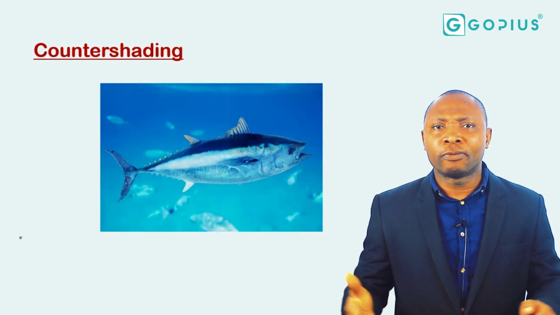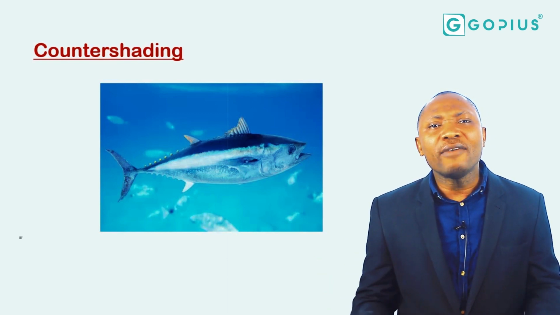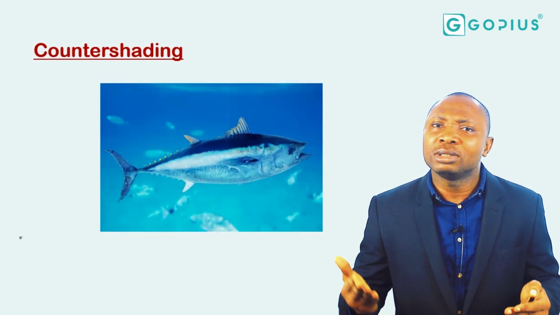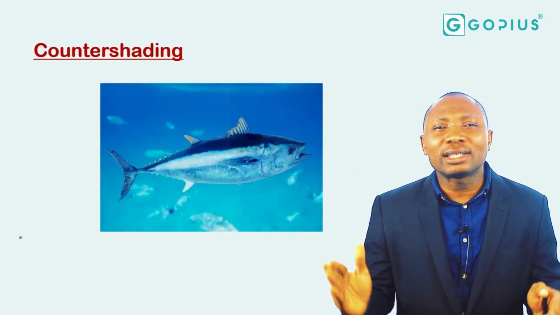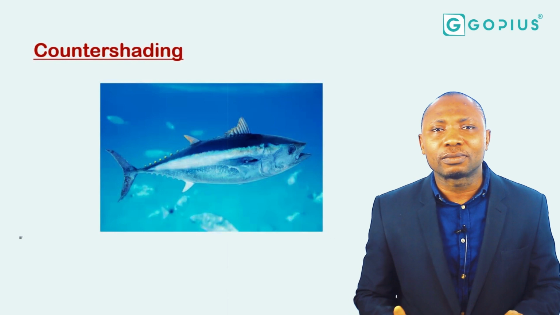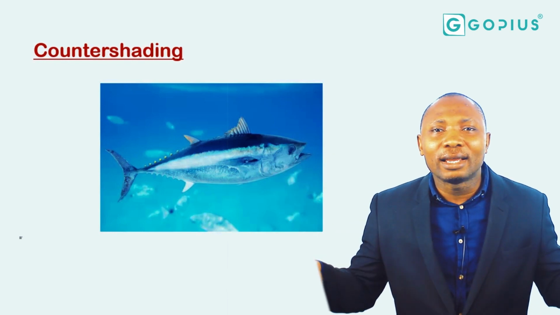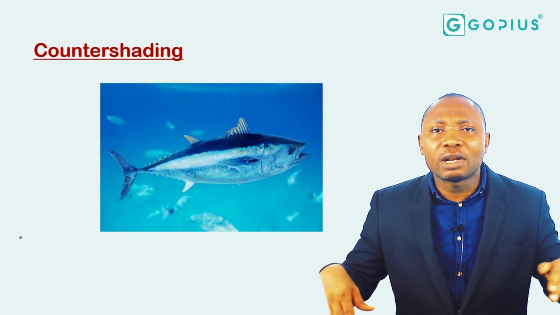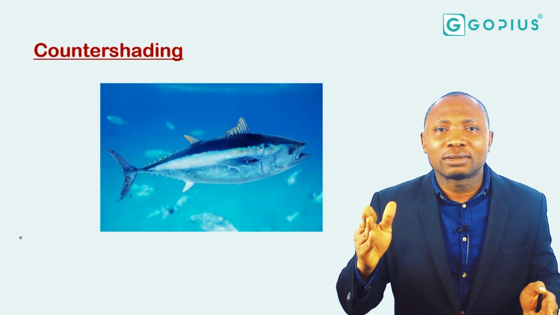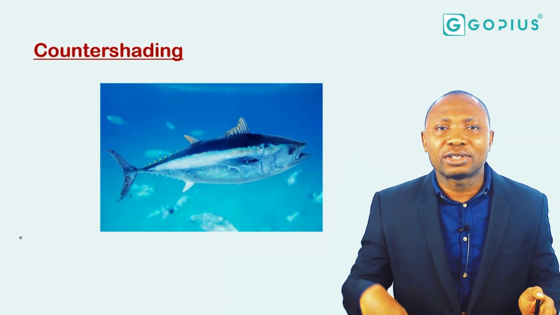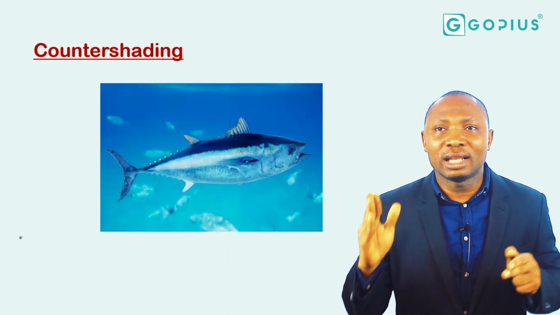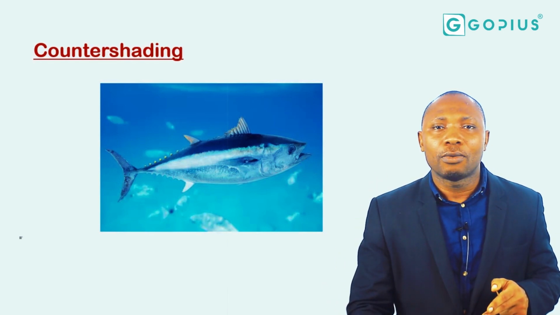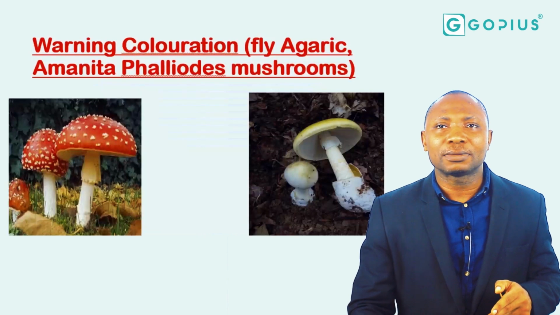Now look at it from below. If the predator is below the tilapia fish and looks up, because of the white silver coloration which blends with the sky, it becomes difficult for the predator to detect that there's presence of tilapia fish. So that's how counter shading works in tilapia fish. We're going to look at another aspect under this.